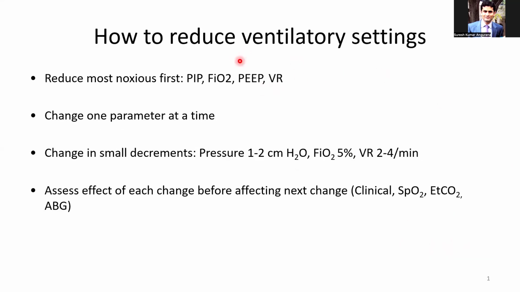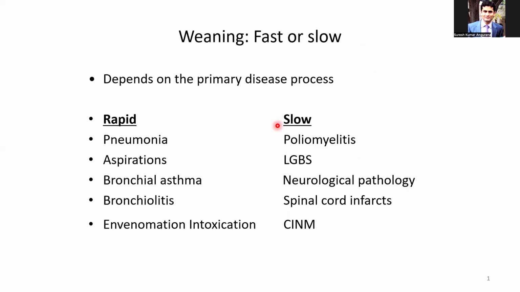So how do we reduce ventilator settings during weaning? We should reduce the most noxious parameters first. So we should try to come down on PIP first, then FiO2, PEEP, and ventilator rate, and we should change one parameter at a time. The change should be small, like we should decrease pressure by 1 to 2 centimeters at a time, FiO2 by 5%, and respiratory rate by 2 to 4 per minute. Assess after each change before changing the next parameter or before going on to extubation. So it should be clinical assessment, monitoring of saturation, carbon dioxide, blood gas, and chest X-rays, depending on the clinical condition.